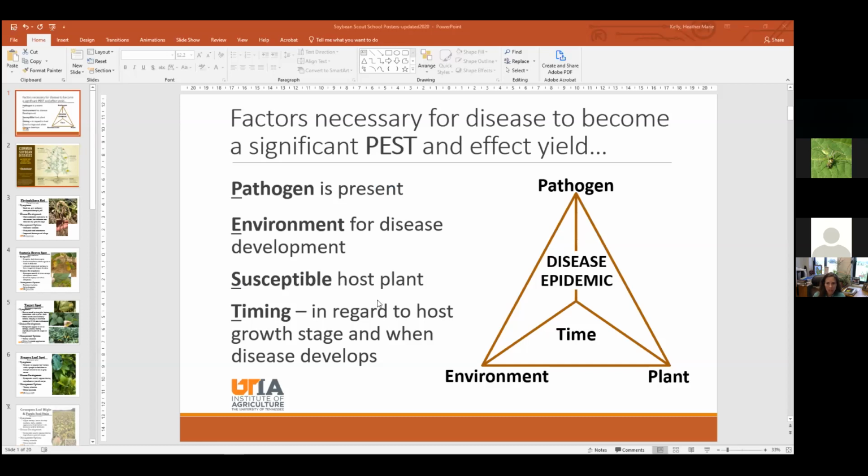As Dr. Stewart mentioned, we have our variety selection tool. So you can look up your variety and see if it is susceptible to certain diseases, and or look at the commercial ratings for it. And then lastly is timing. Again, this is in regards to what growth stage you're at, as Dr. McClure went over, as well as when the disease develops. The general rule of thumb is the earlier the disease develops, at an earlier growth stage in the season, the more impact it can have on yield. Just keep that in mind as we go forward.